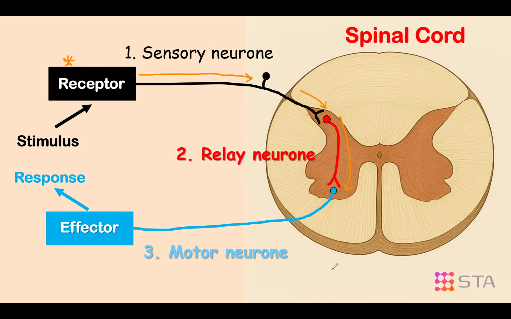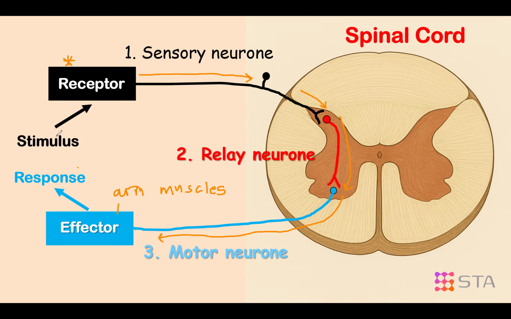The motor neuron carries an electrical impulse to the effector, which in the case of touching a hot pan would be your arm muscles, and your arm muscles, which would be the effector, would contract. And so let's put that in: arm muscles like the biceps would contract, the triceps would relax, and your arm would withdraw and pull away, causing a response.